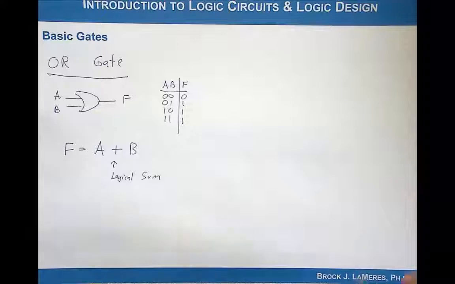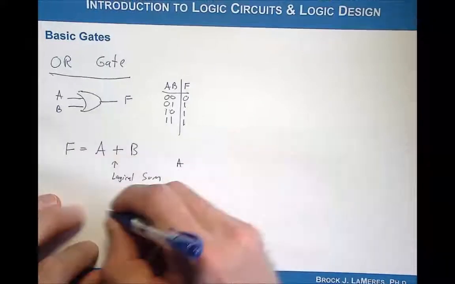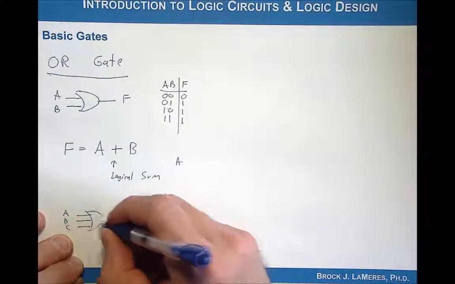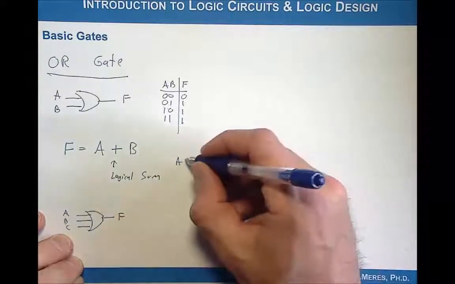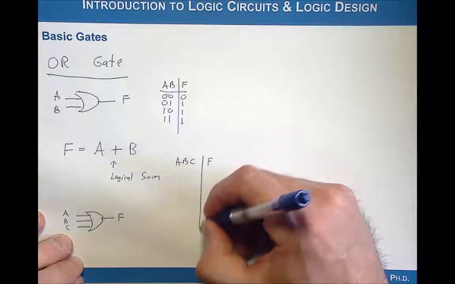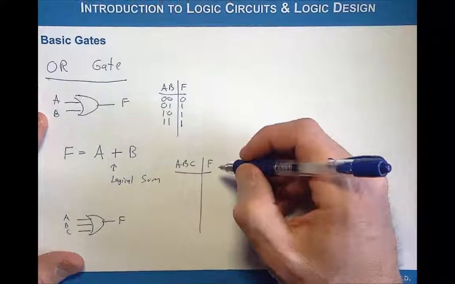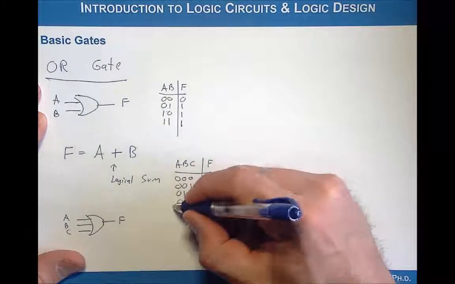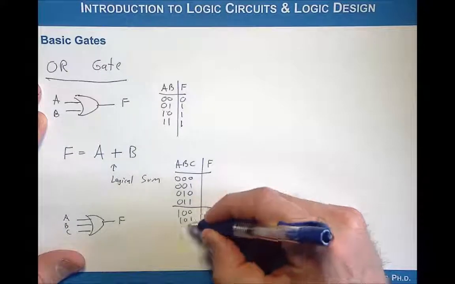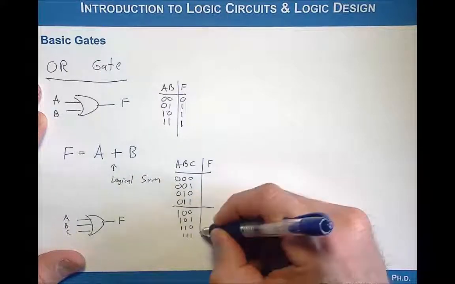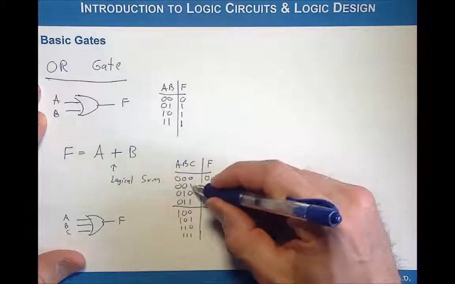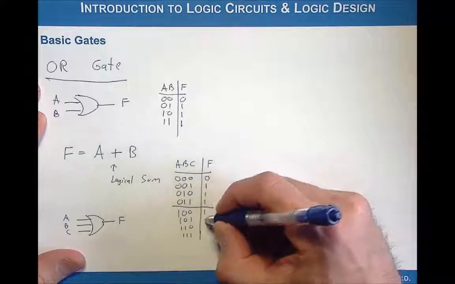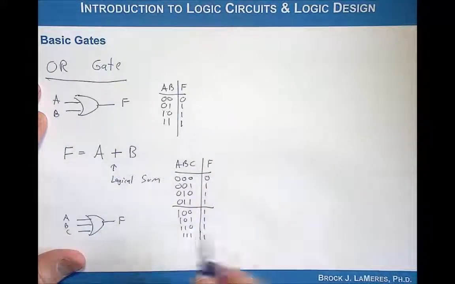If you extended that to a three-input version, with inputs A, B, and C, I would have a symbol that looked like that. Then I would list out my truth table, A, B, C, and F, with eight possible inputs: 0, 0, 0, 0, 0, 1, 0, 1, 0, 0, 1, 1, and 1, 0, 0, 1, 0, 1, 1, 1, 0, 1, 1, 1. The output would be 0 only for the first row, and any time you had any input asserted, the output would be asserted. So that's an OR gate.